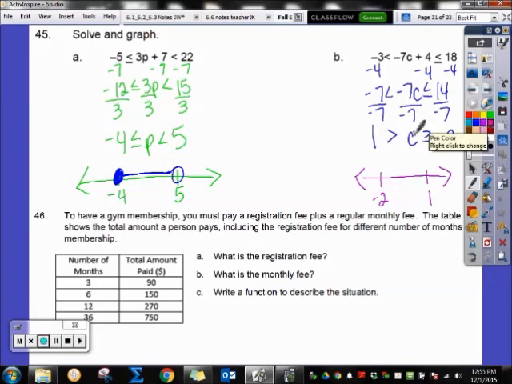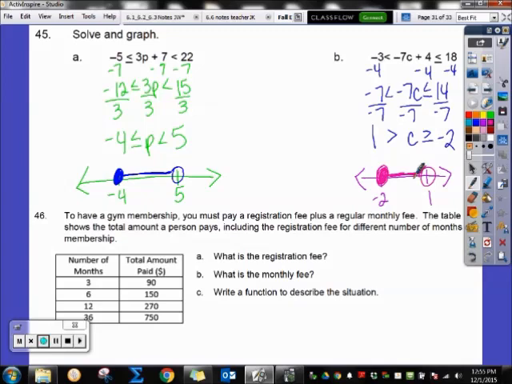So if I read from the middle, C is greater than or equal to -2. So that is closed, going to the right. And then C is less than 1. So that is open, less than to the left. And so there's our graphed inequality.